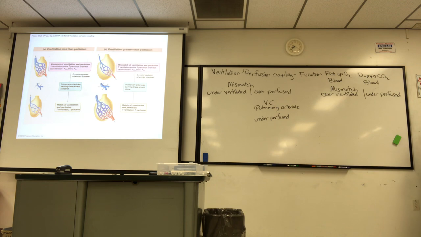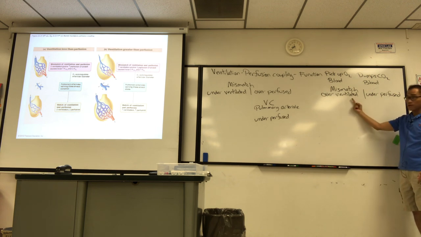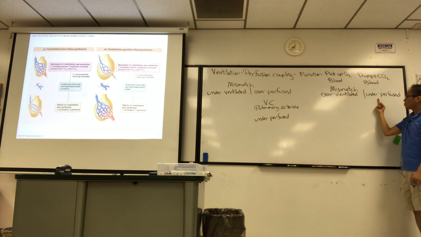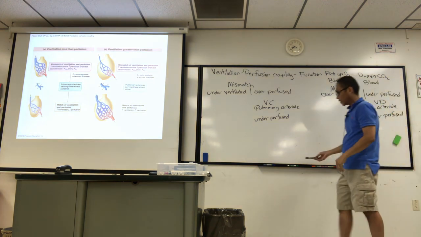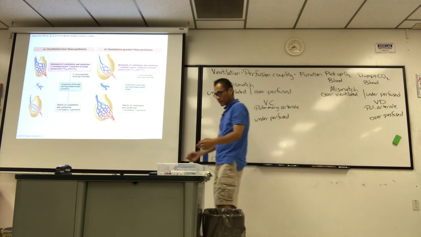Let's think about the function of the respiratory system. It's like we're wasting blood flow to other places. We want to get the blood to here. You've got lots of oxygen here. You want to pick it up, but you're underperfused. So dilate. Vasodilate, VD, pulmonary arteriole. So now it's overperfused. So you want the blood flow to match the ventilation so that the function is maximized there.